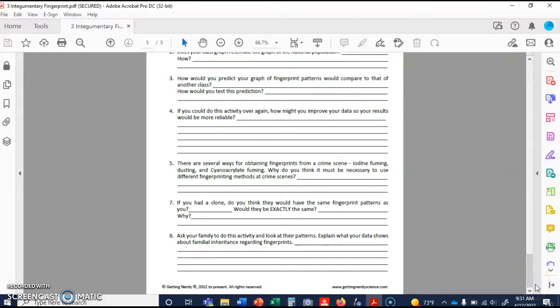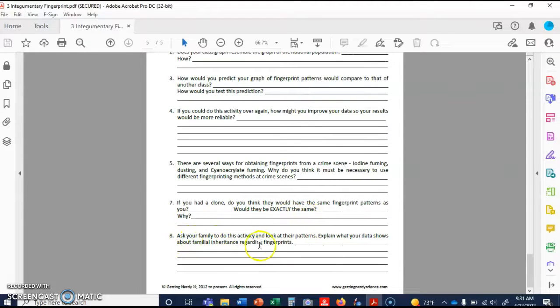If you had a clone, do you think they would have the same fingerprints as you? So that's a yes or no question. Would they be exactly the same? Yes or no question. And then you need to answer why you think that. So number seven, there's no number six apparently. Number seven is really kind of a what do you think? So any answer is really good.